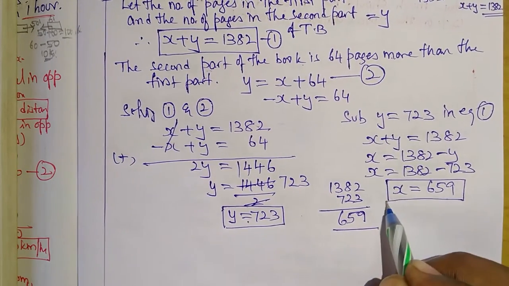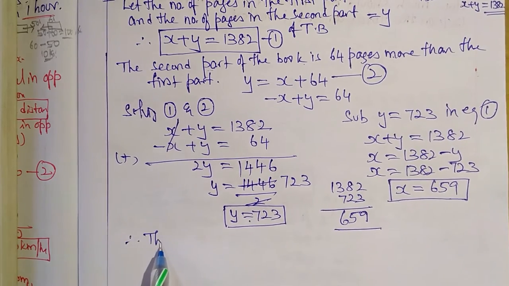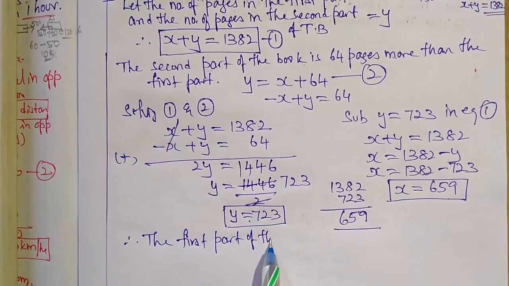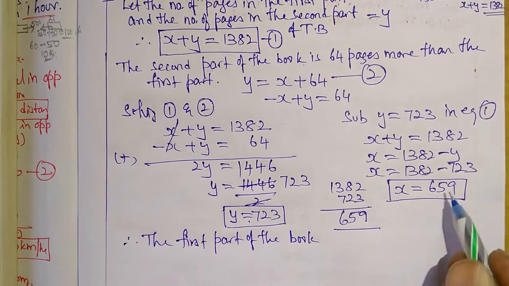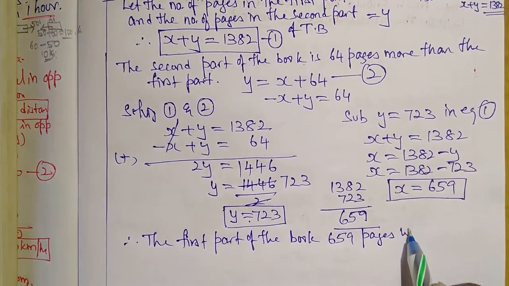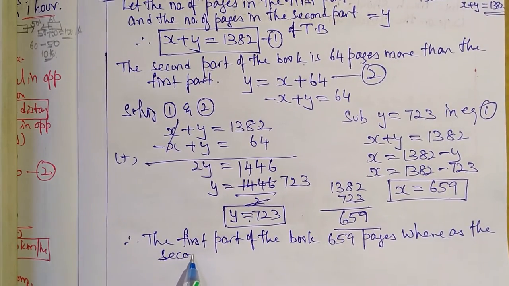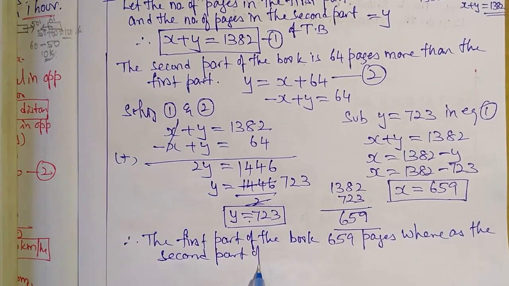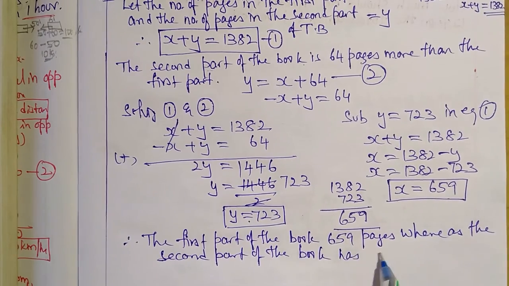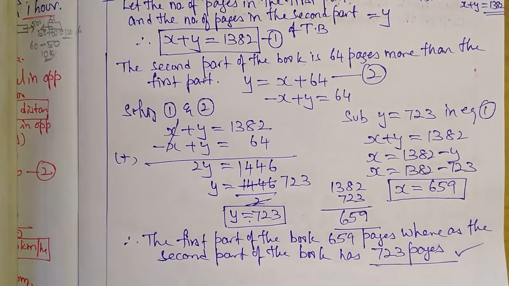So finally, what is that you are reading? The first part of the book. Therefore, the first part of the book, X, has how many pages? 659 pages, whereas the second part of the book has how many pages? 723 pages. This is how you must write and solve the problem.